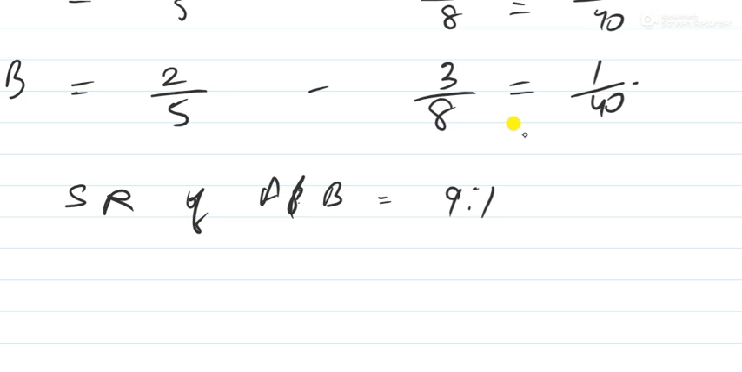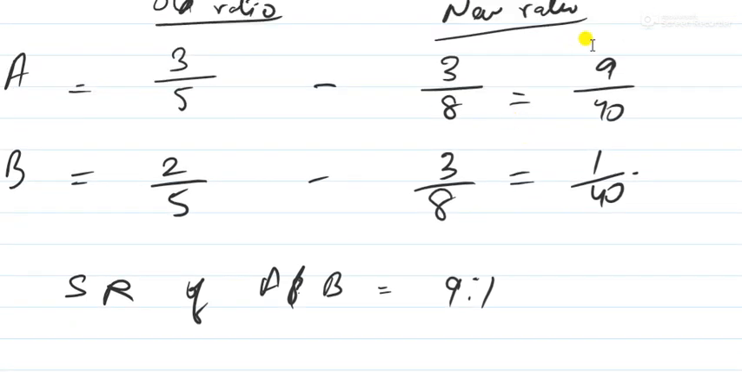Okay, be very careful. The sacrificing ratio is not 9 by 40, 1 by 40. 40 does not matter over here. It is just a way to measure that both are equal. If the denominator is not same, then your sum is not correct. But if the denominator is same, then the denominator does not matter at all. It is only the numerator that matters. So the sacrificing ratio of A and B is 9 is to 1.